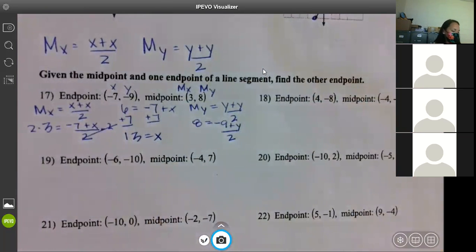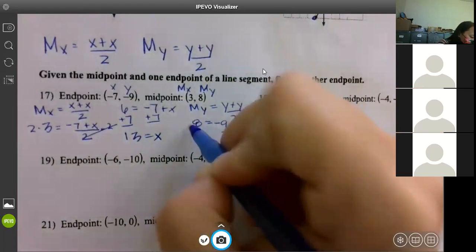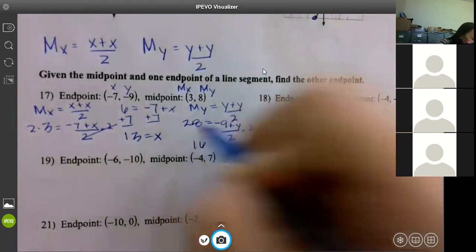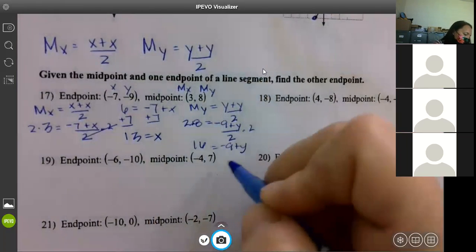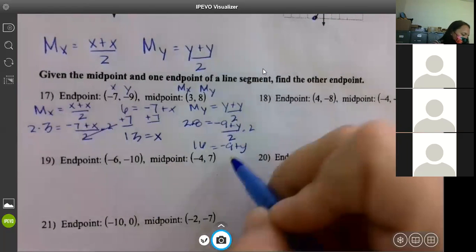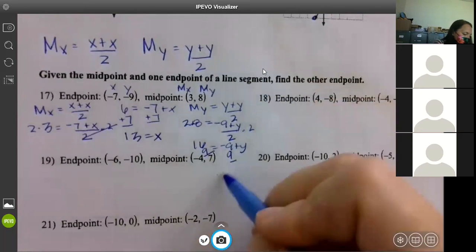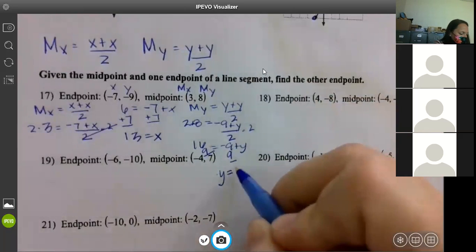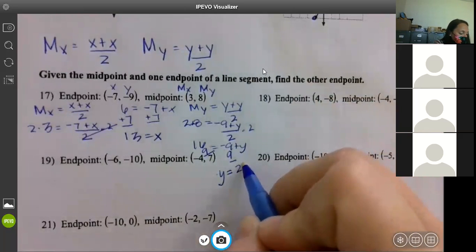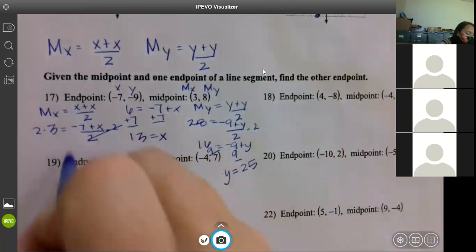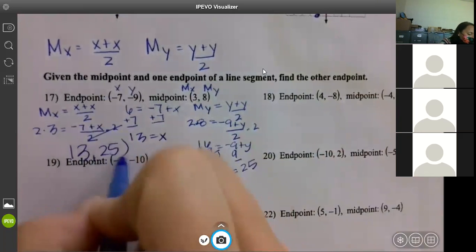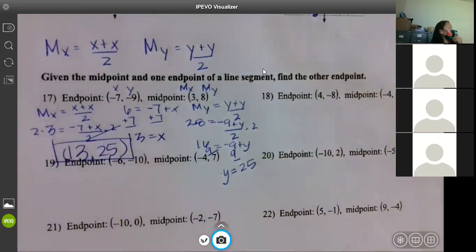So how do I get rid of that 2? We get 16, that's a times in there, equals -9 plus y. How do I solve? Add 9. What is 16 plus 9? 25. So the other coordinate is going to be 13, 25. That was a lot of work, right? You know how many people are going to do that work? They hardly do the work I give you now, so nobody's going to do this, okay?